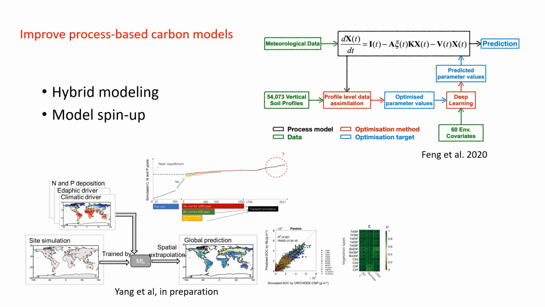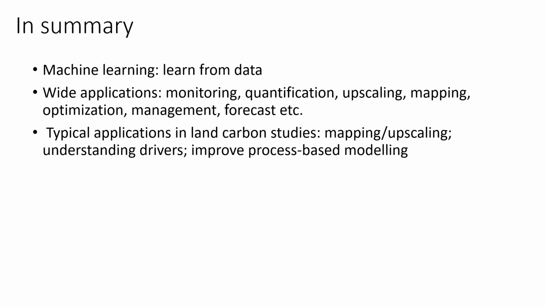I'm sure in the future, there will be more creative ways to combine machine learning algorithms to advance non-carbon studies with your future contribution. So a quick summary. In this lecture, we talked about what machine learning is and different types of machine learning, and the wide applications of machine learning in monitoring, quantification, upscaling, mapping, optimization, management, forecasting, etc. We also talked about typical applications of machine learning in non-carbon studies, which include mapping, upscaling, understanding drivers, and improving process-based models. I hope you enjoy the course.